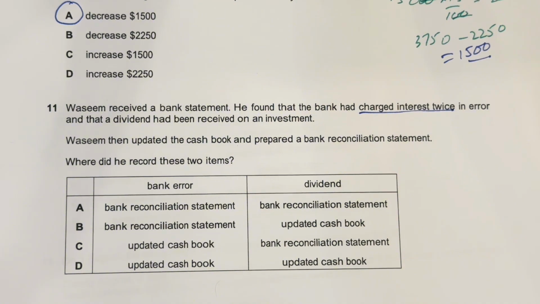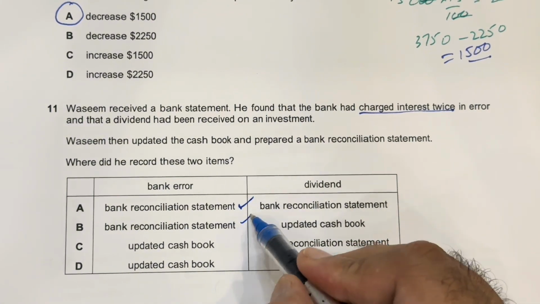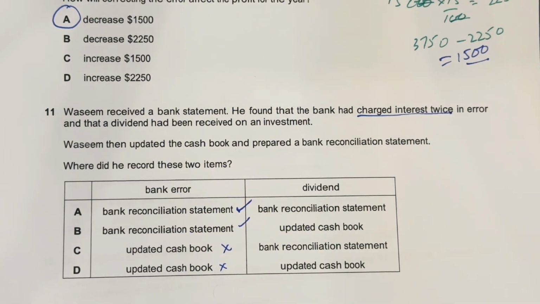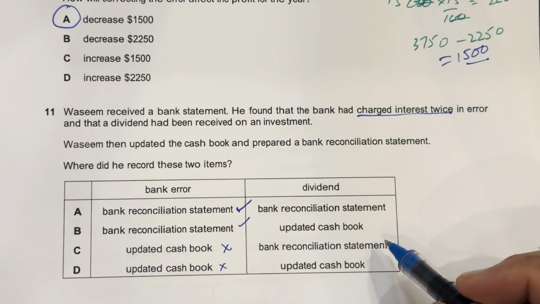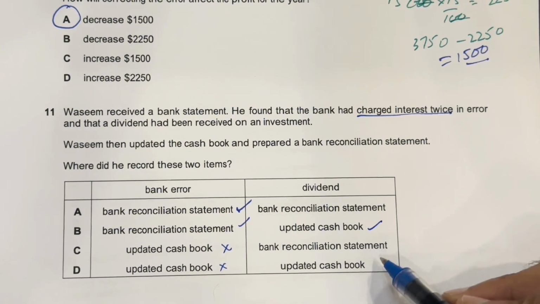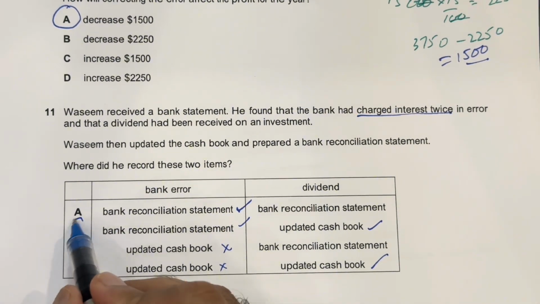So where are the errors recorded? The bank error would be present in the bank reconciliation statement, and the cash book should be updated. So updated cash book is in an option. So option number B is the right option.